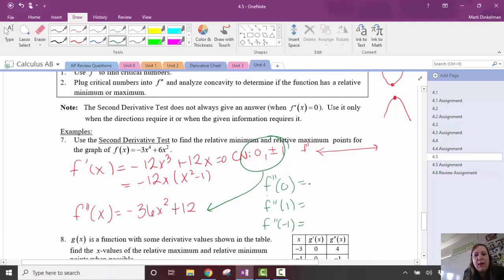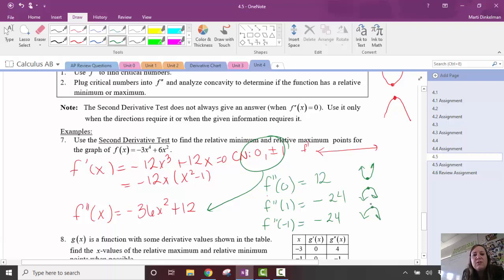So for 0 I get 12, and honestly I don't really need to know the number here, I just need to know whether it's positive or negative. So that's a 12, and then that's going to be negative 24 if I plug in positive 1, same for negative 1. Remember, if the second derivative is positive, what I'm telling you is that we have something that's concave up. If it's negative, it's concave down. And remember, if it's a critical number, the derivative is also 0. So we're talking about those locations right there.